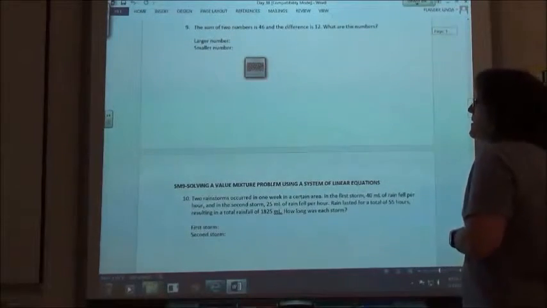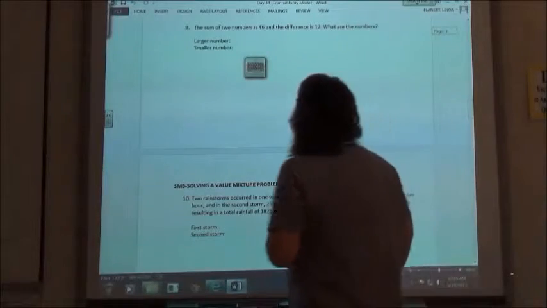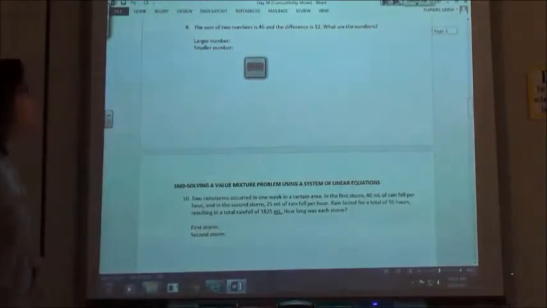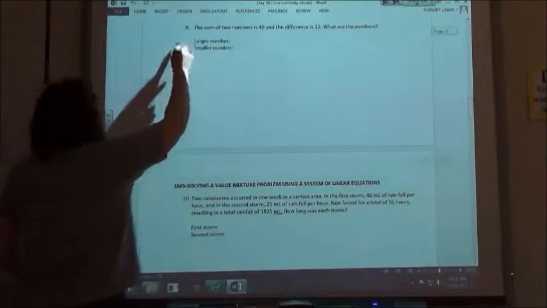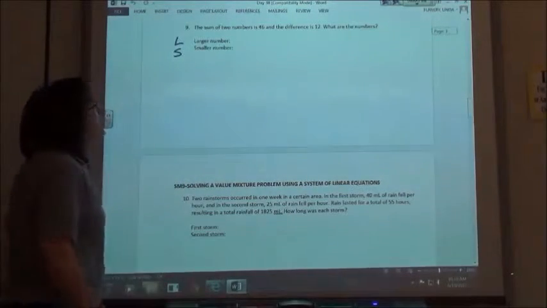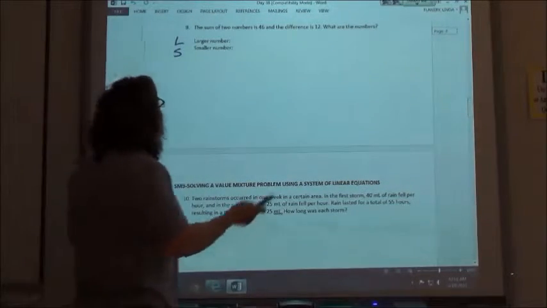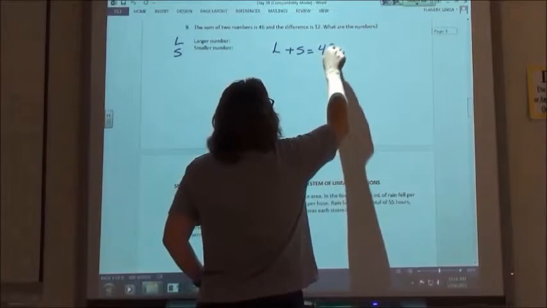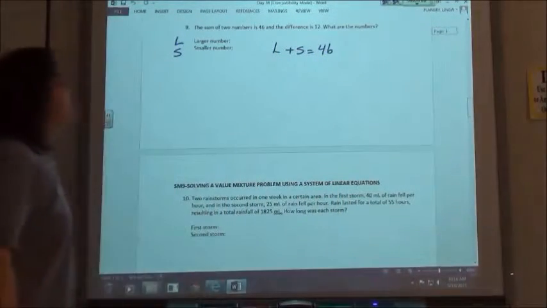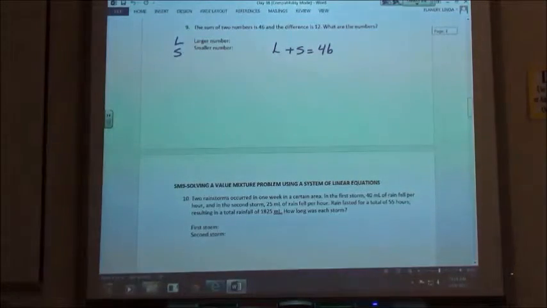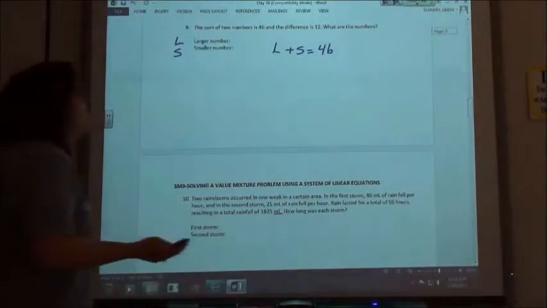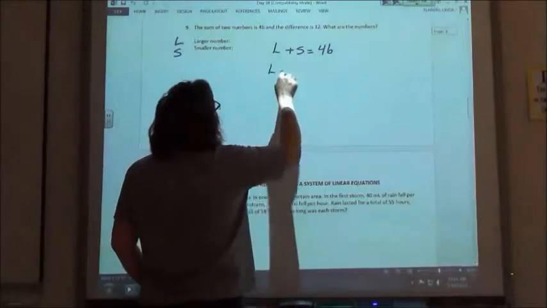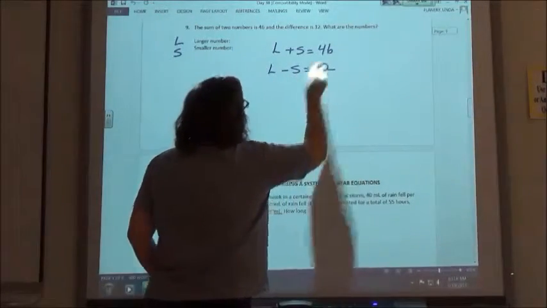The next one says the sum of two numbers is 46 and the difference is 12. What are the numbers? So again, I have my large number and the small number. The sum of my two numbers is 46. My large one plus my small one is 46. The difference is 12. That means if I subtract my large one and my small one, I get 12.